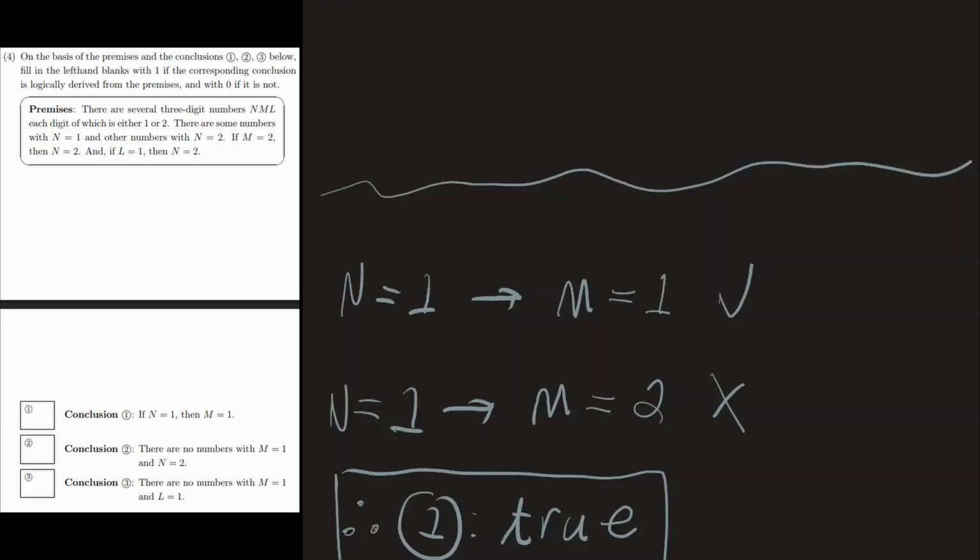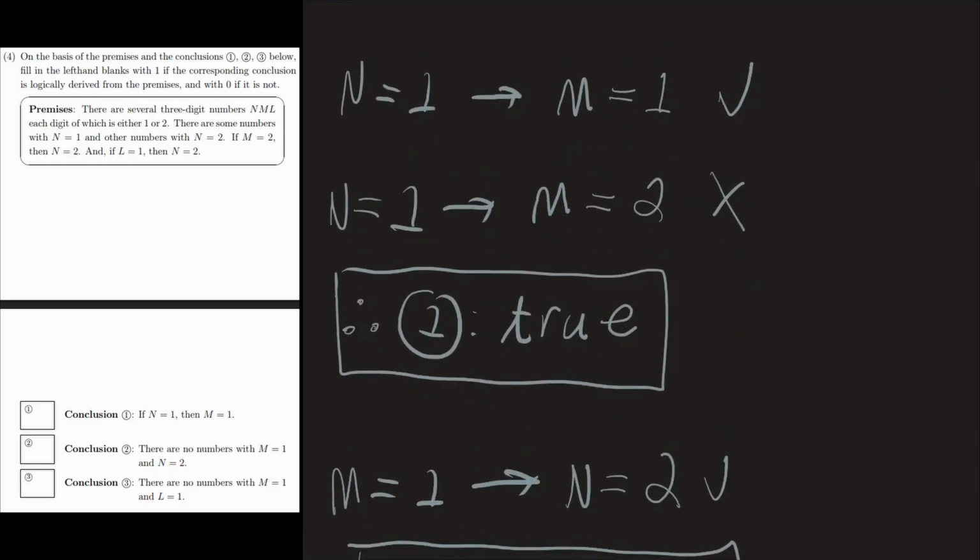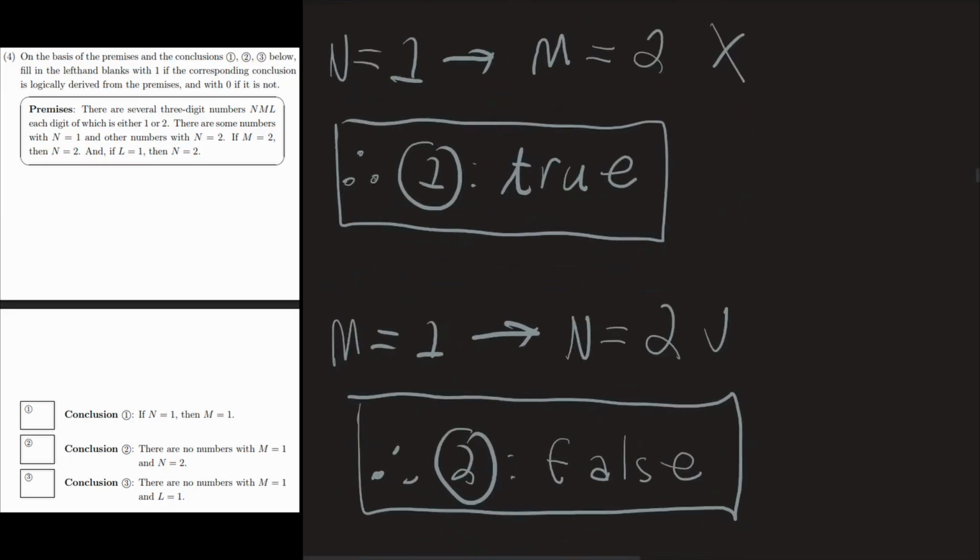The next part says that there are no numbers with m equals 1 and n equals 2. Well, the premise says nothing about what happens when m is equal to 1. It only gives rules for when m is equal to 2. So that means that when m is equal to 1, n can be whatever it wants. So there definitely are numbers with m equals 1 and n equals 2. So the second conclusion is false.